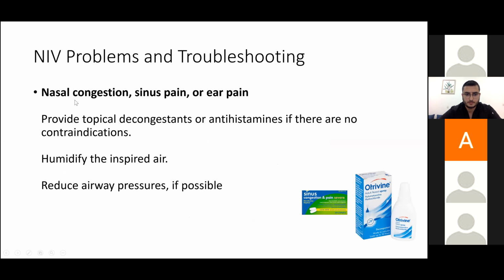If they have nasal congestion, sinus pain, or ear pain, it might help to use a nasal decongestant like a spray, and that would help to open the nasal passage and it would be easier to deliver the air. Humidify the air, that is very essential. And also you can reduce the pressure if needed, if possible.